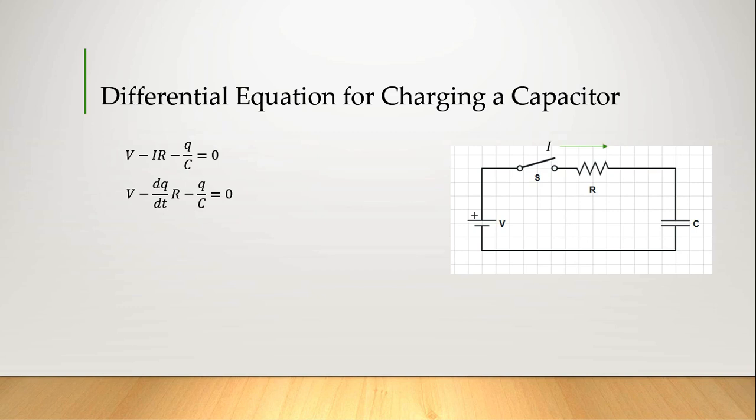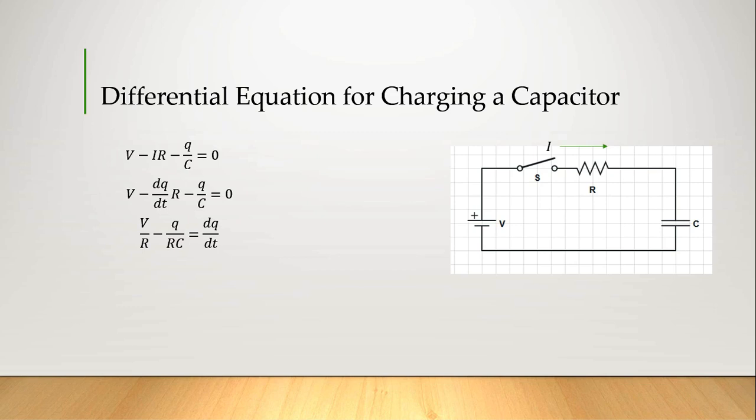There we get our dQ over dt. And now we have to do a little bit of algebra to do the separation of variables in this case. The way that I did that was I divided everything by R first and added the dQ over dt to the other side. And so I get something that looks like this as my result.